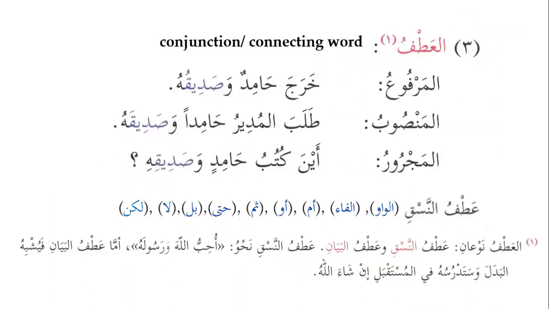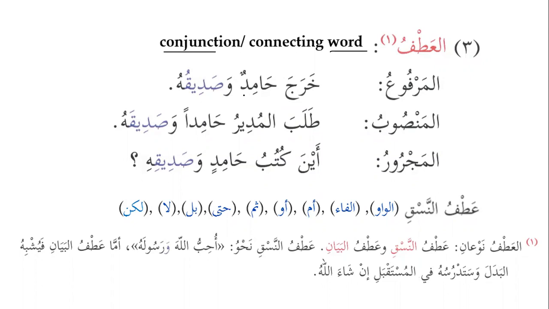Not توكيد, عطف. عطف in English we say conjunction or a connecting word or particle. It could be a word or particle. So this is basically used to connect two equal things or ideas or sentences. So they have to be equal. Equal means in gender or I'rab, they have to be equal.